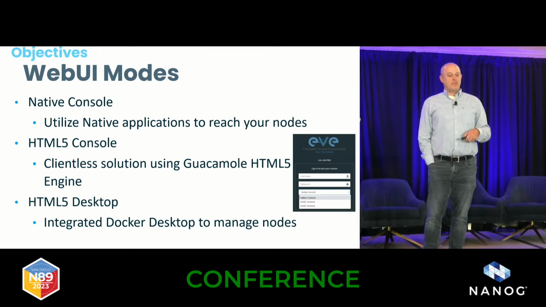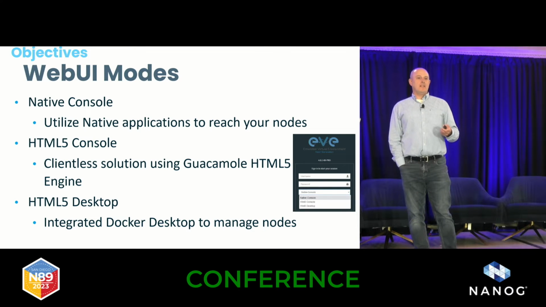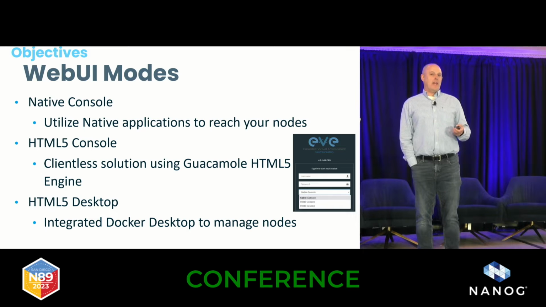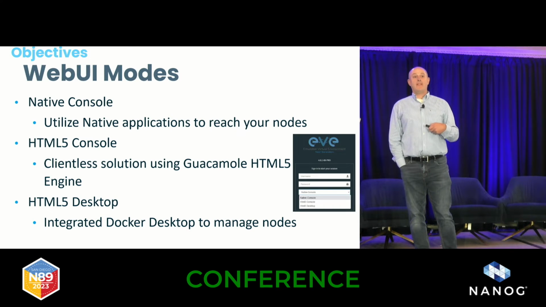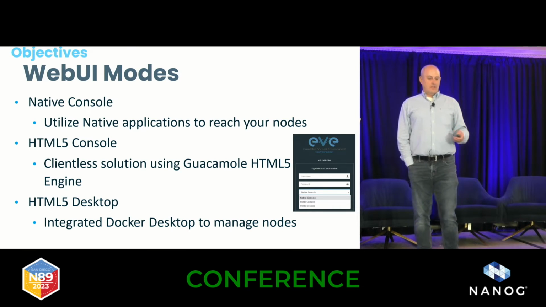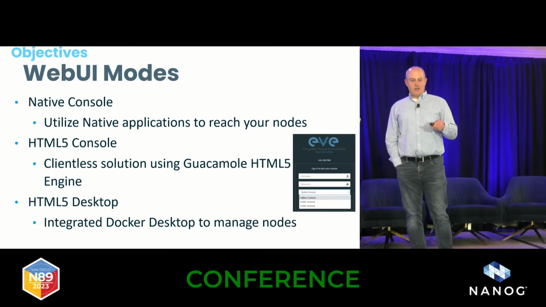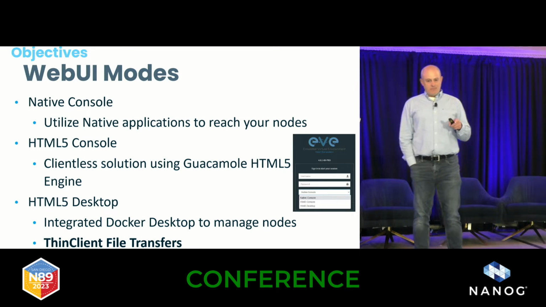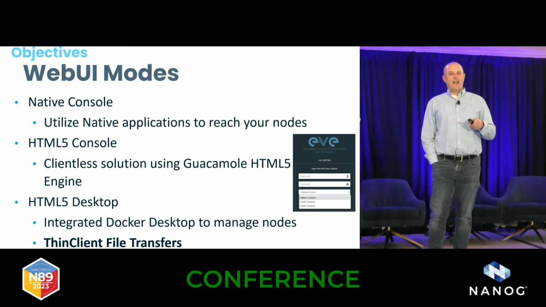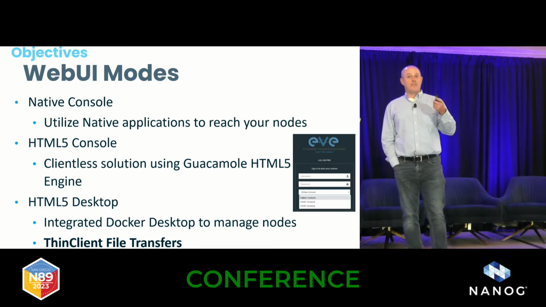If you don't have those, the next option is the HTML5 console option. And this is just a clientless solution that uses a Guacamole engine to launch that connectivity within the browser for you. The third option is called HTML5 desktop. And what you're doing there is you're accessing an integrated Docker desktop that's pretty much doing the same thing that the HTML5 console option is doing. There's one benefit of that third option: you can actually transfer files from your desktop into this virtual environment and back and forth as well.